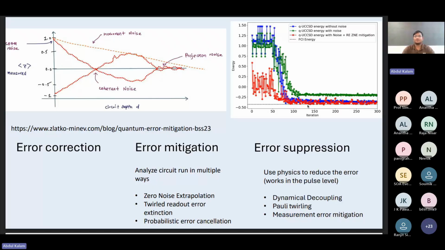So in our case, we use ZNE, or zero noise extrapolation. There are several ways one can do error mitigation. Error mitigation and error suppression are two different things. Error mitigation can be done by zero noise extrapolation or readout error mitigation and so on. These are done by using the quantum circuits. But error suppression works at the pulse level, because whatever operation we are doing in the superconducting devices is working in terms of pulses. So dynamical decoupling, Pauli twirling, and these kinds of methods are for error suppression.